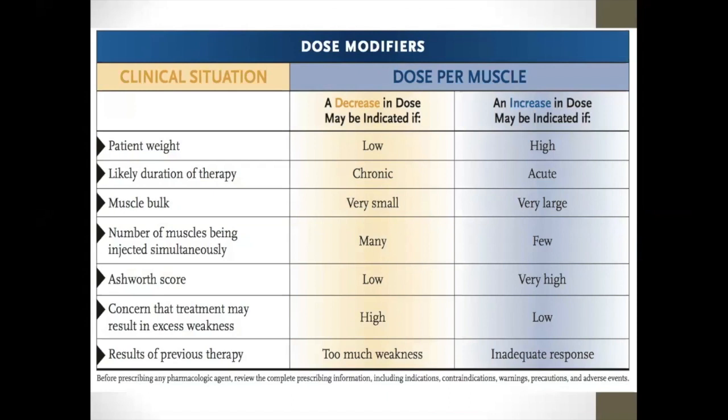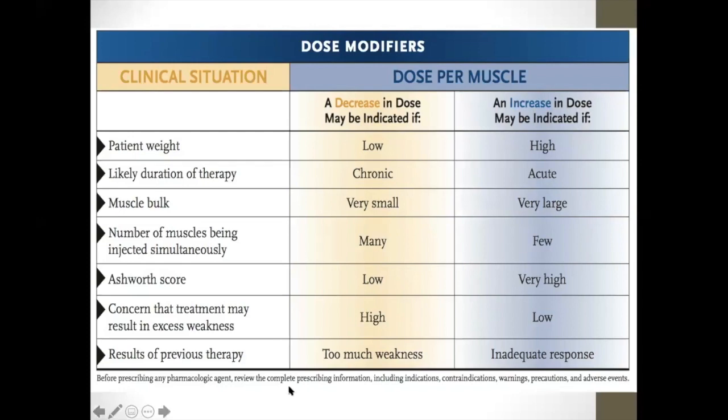If the weight is high, you give a larger dose; in a bulky patient, likewise. Regarding duration of therapy, if it is acute, you can increase the dose. If the muscle bulk is large, you can increase the dose. The number of muscles may be many or few; if few, you can increase the dose. In a single muscle, you can give more. With the Ashworth score, weakness, and inadequate response to previous therapy, you can also increase the dosage.